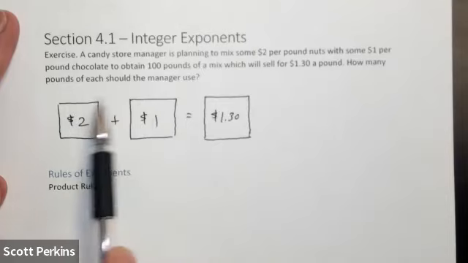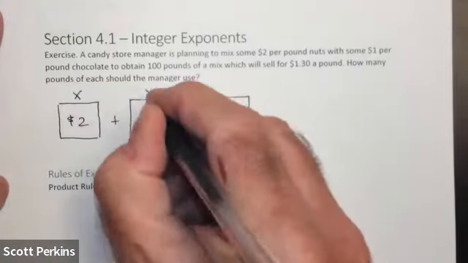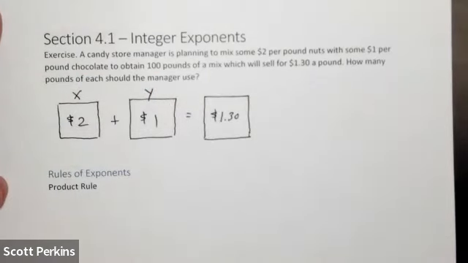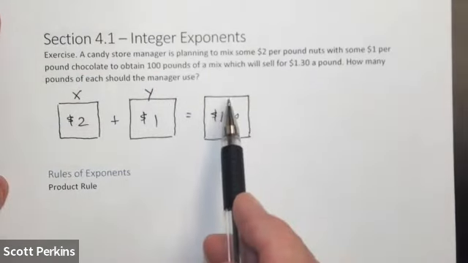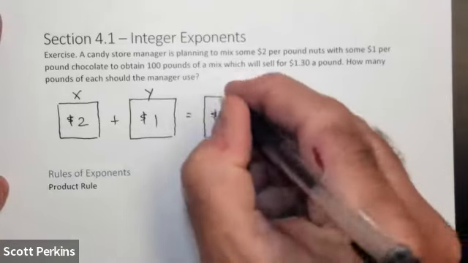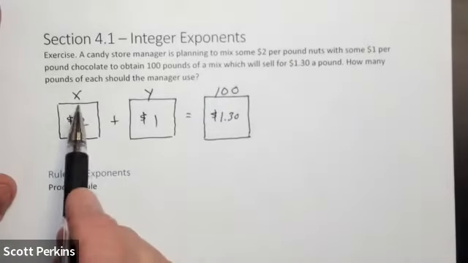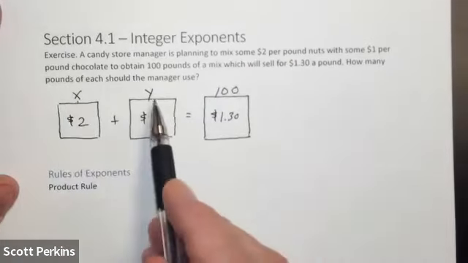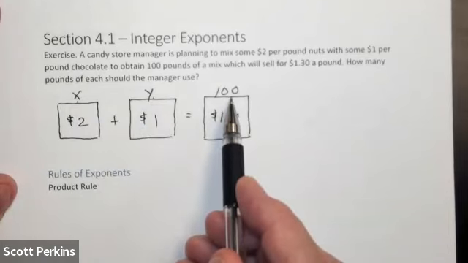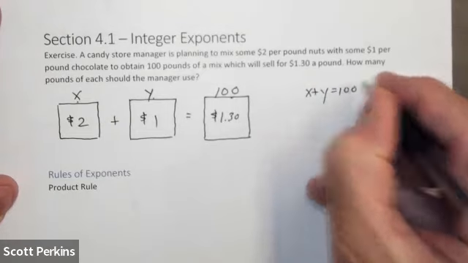So what are we going to call these things here? Sure, just whatever your favorite letters are. X and Y, I'm going to use. Those tend to be mine. And then what are we told we want the amount of the output to be? 100, perfect. And so that gives us our first equation. That's our total amount. The amount of nuts plus the amount of chocolate needs to equal 100 pounds. So there's my first equation: x plus y equals 100.